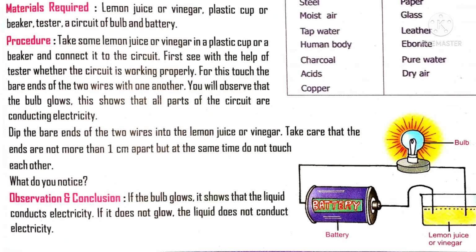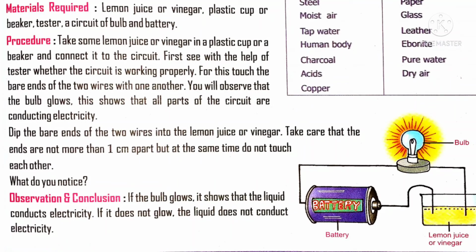Here is Activity 2, which describes the conduction of electricity in liquids. Here you are going to take lemon juice or vinegar, and also a beaker, tester, electric circuit and a battery. Now you take a solution, that means lemon juice solution, in a beaker and make a circuit with the help of wire, battery and a bulb. What do you observe? When the battery is on, we can see the bulb glows. This shows that the solution conducts electricity.